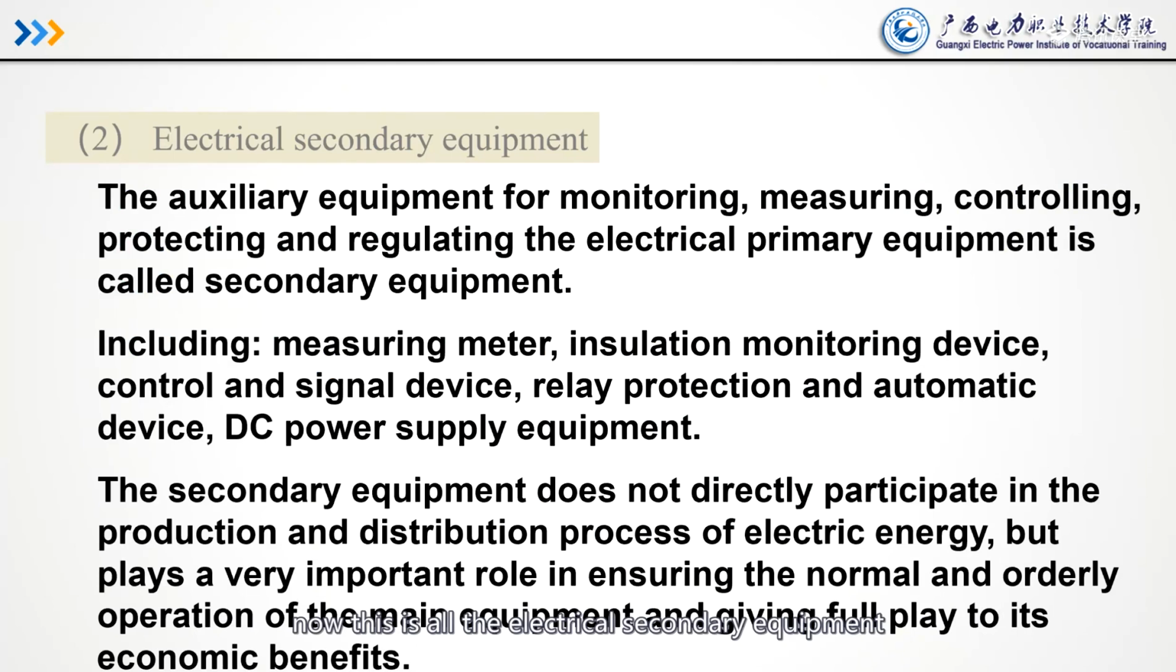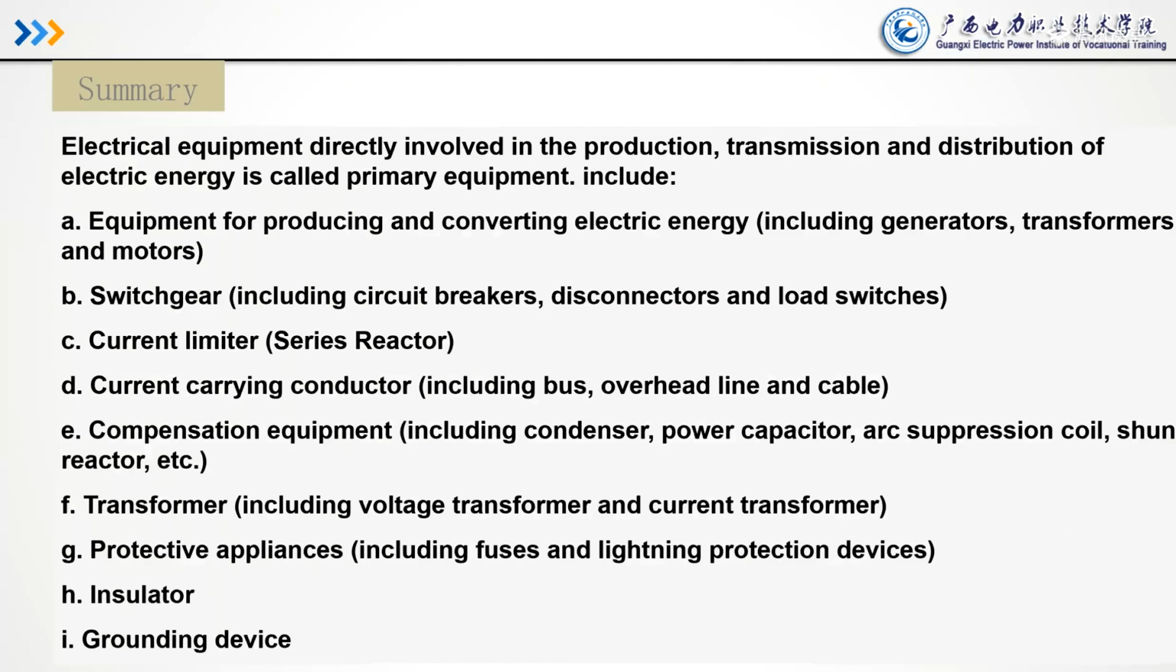Now this is all the electrical secondary equipment. The auxiliary equipment for monitoring, measuring, controlling, protecting, and regulating the electrical primary equipment is called secondary equipment, including measuring meter, insulator monitoring device, control signal device, relay protection and automated device, and DC power supply equipment.